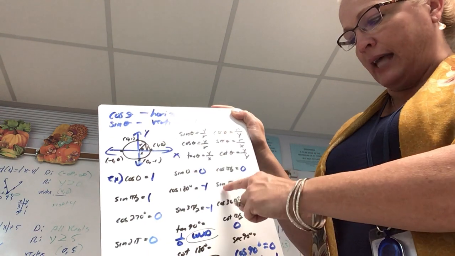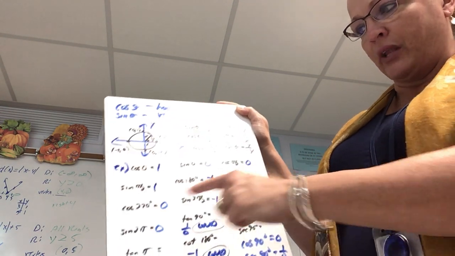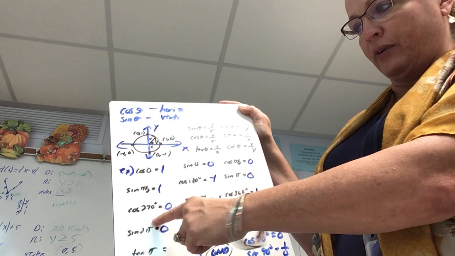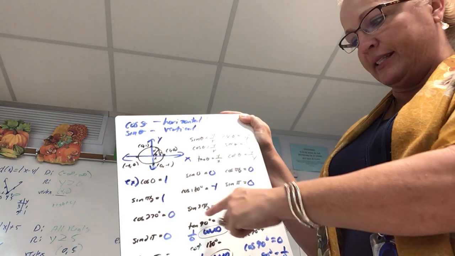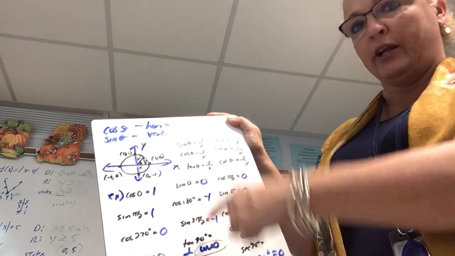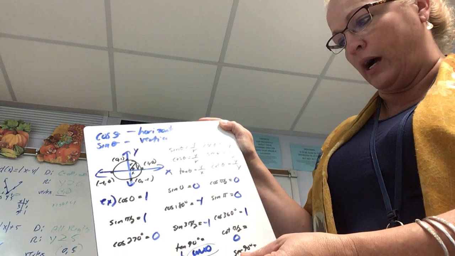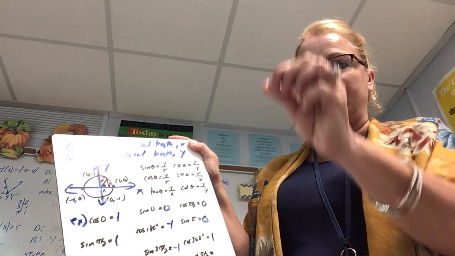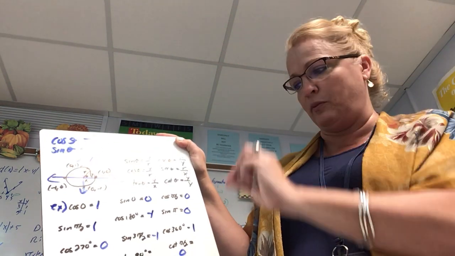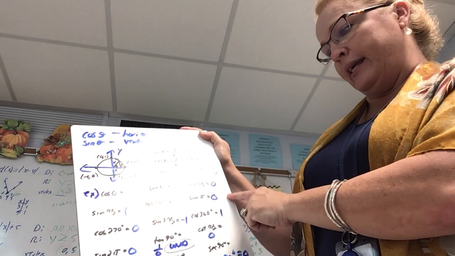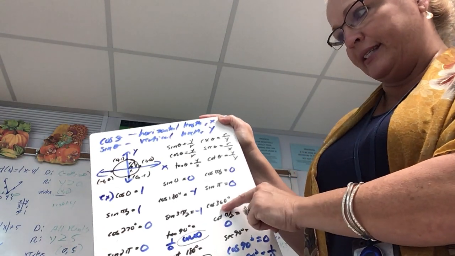All right, cosine of 180 is negative 1. Sine of pi is 0. Cosine of 270 is 0. Sine of 3 pi over 2 is negative 1. Cosine is x, sine is y. I kind of remember it as c is before s, x is before y. All right, cosine of 360.